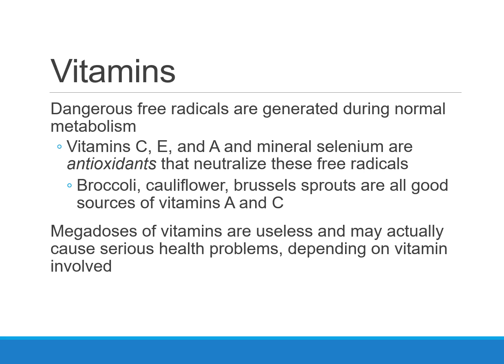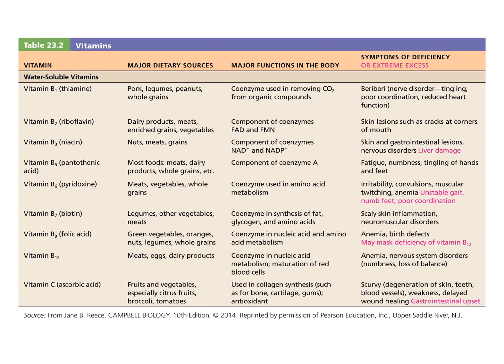So where do you find these? Probably in things you don't like to eat very much, but the cruciferous vegetables like broccoli and cauliflower and Brussels sprouts are a really great source of vitamin A and vitamin C. Megadoses of vitamins, as I mentioned, are useless, and they may actually cause serious health problems depending on which vitamin you overindulged in. So here's all the vitamins.